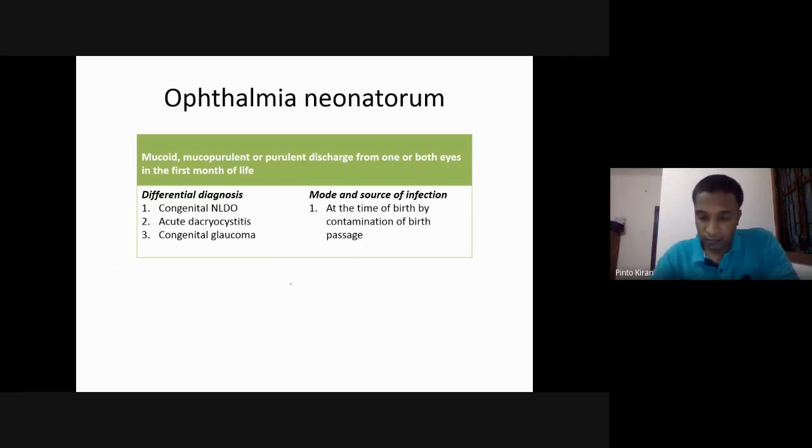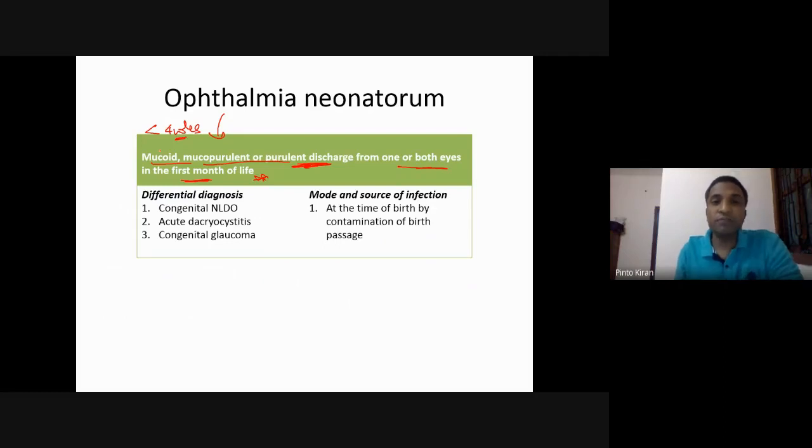Next, coming to the other form of spectrum of disease, that is the ophthalmia neonatorum. Again, this is a group of diseases, a spectrum of conjunctivitis characterized by mucoid or mucopurulent discharge, pus discharge from one or both the eyes in the first month. This you have to remember. The neonates are basically less than 4 weeks of age, and you will have an infection of the eyelid and conjunctiva.